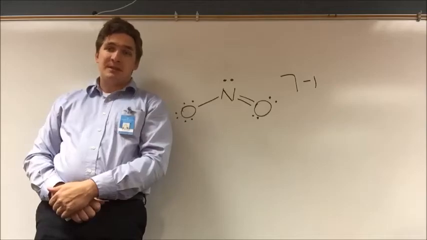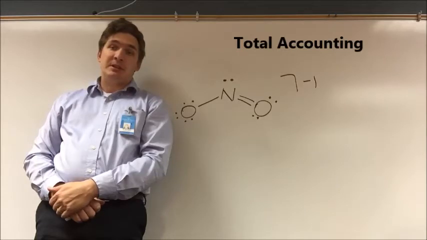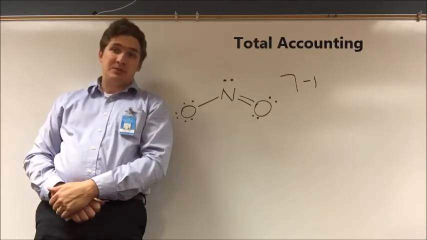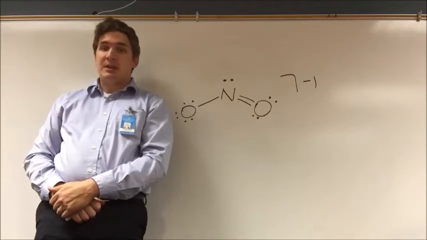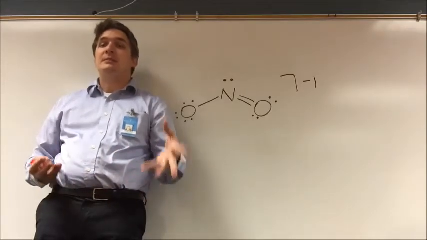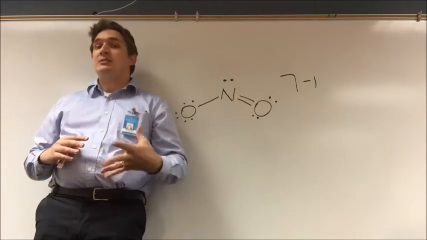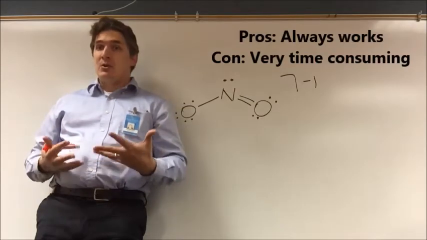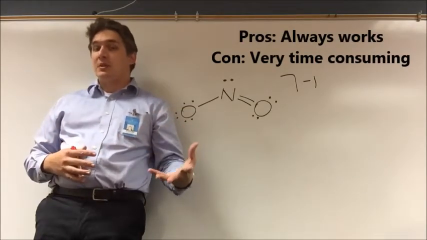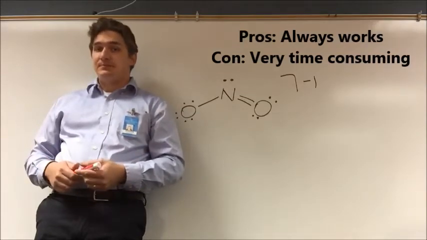Our second method for finding oxidation states is what's called total accounting. Total accounting works by figuring out the difference in the number of electrons you started with versus the number of electrons you finished with. So what we have to consider is how many electrons are getting from bonds, and how many electrons are getting from lone pairs. This is different than relative accounting, which only considered the electrons you gain or lose through bonding. The upside of total accounting is that it will always work, regardless of whether or not you have an ion. But it is a much more time-intensive procedure.